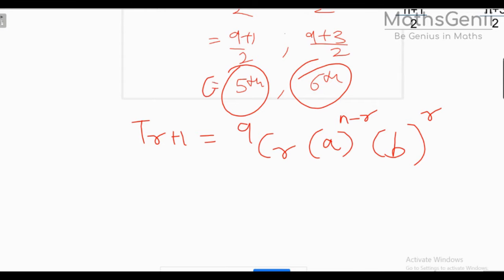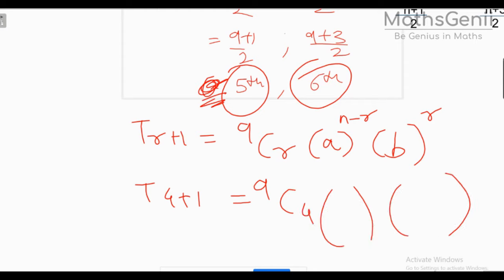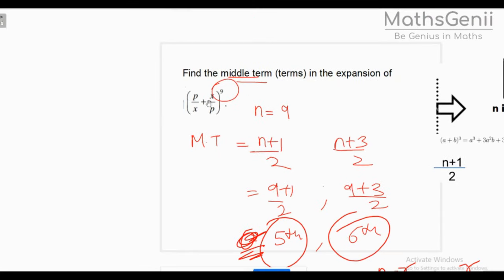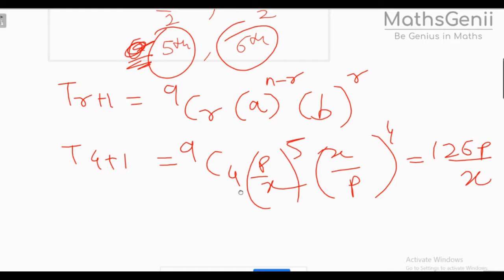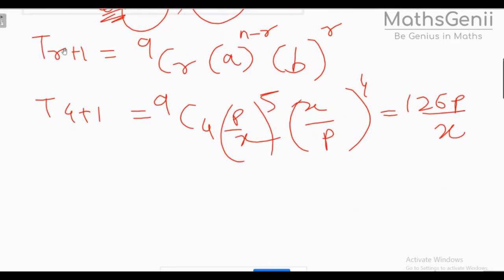So in this case, I want to first find the fifth term. So your r will be 4 because 4 plus 1 will give you 5. So 9c4 a and b. What is your a? P by x. What is your b? X by p. What is your n? 9. 9 minus r, 5, and r is 4. So when you solve this, you get 126px.